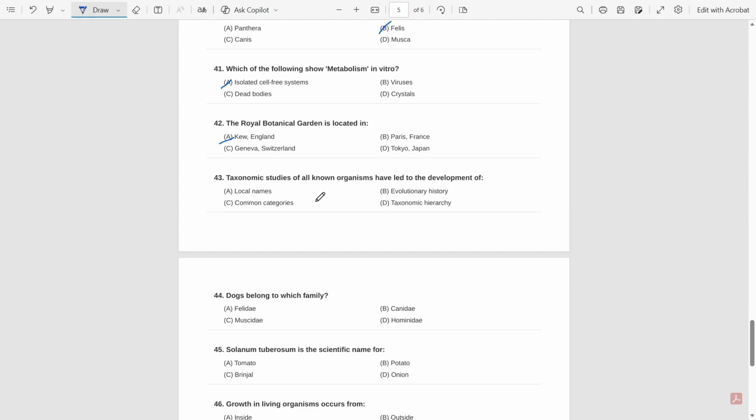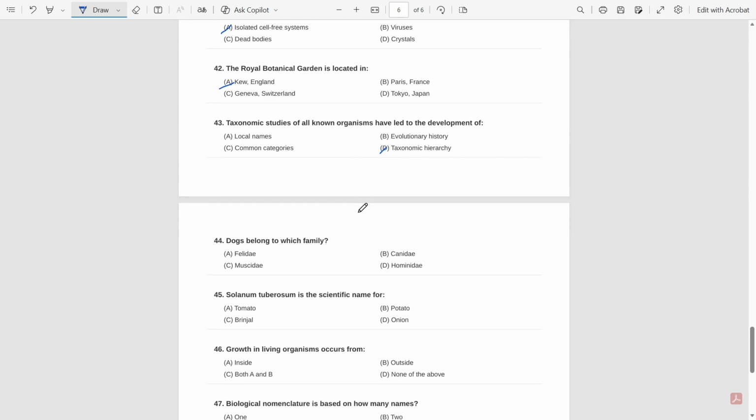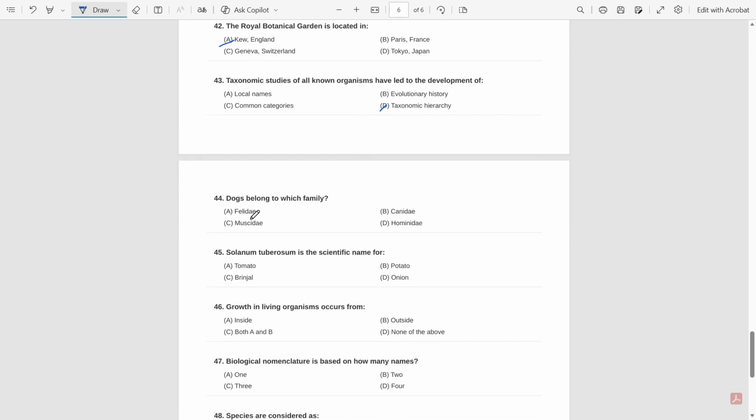43. Taxonomic studies of all known organisms have led to the development of A. Local names, B. Evolutionary history, C. Common categories, D. Taxonomic hierarchy. D. Why systematic study leads to the organization of organisms into a tiered hierarchy. 44. Dogs belong to which family? A. Felidae, B. Canidae, C. Muscidae, D. Hominidae. B. Why dogs and foxes belong to the family Canidae.